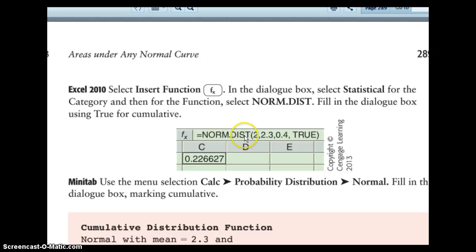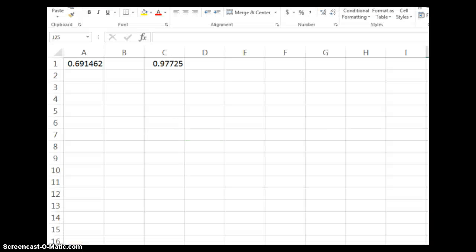You're going to use the norm.dist function. And let me just show an example. I'll work through the same example that's on page 287 of the book. On page 287 they say that the mean is 10, the standard deviation is 2, and this is example 5. And then you want to find the probability that x is between 11 and 14.